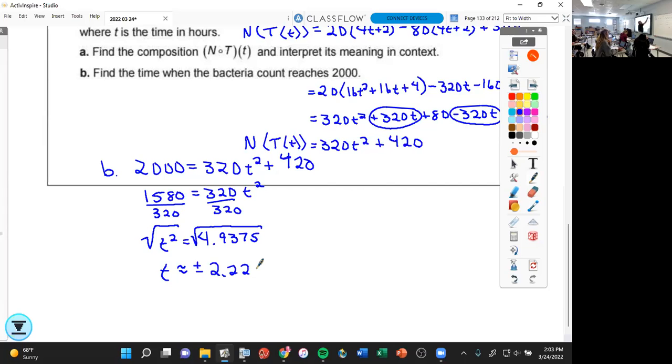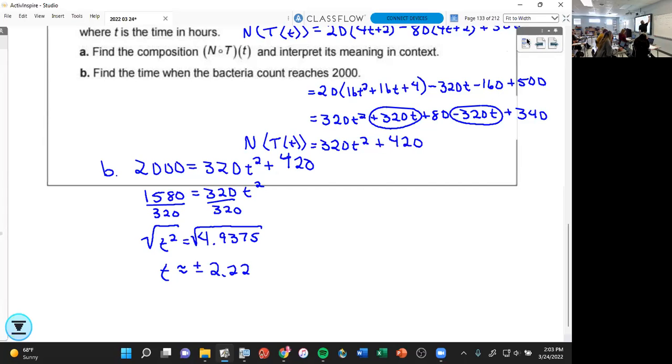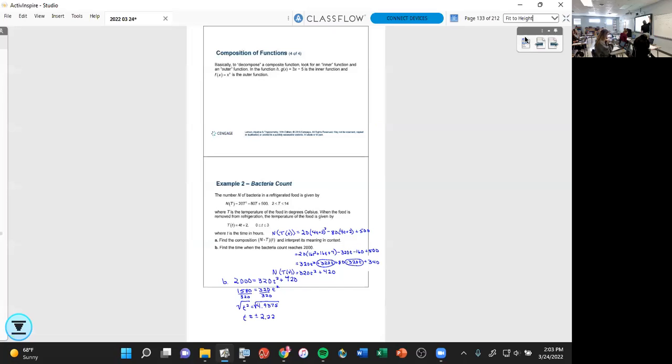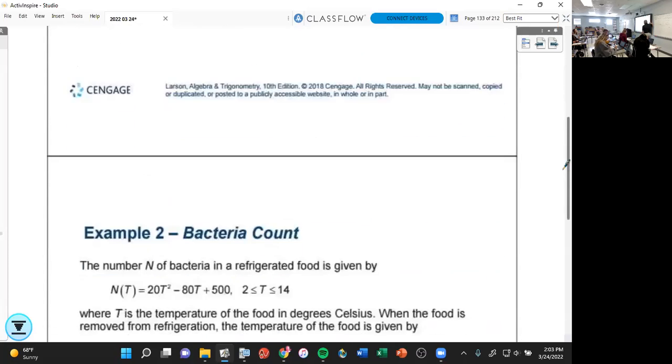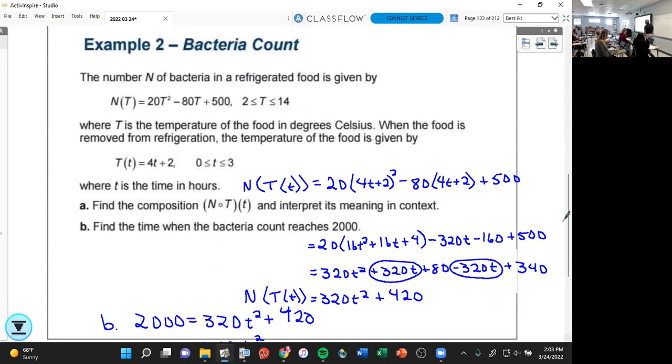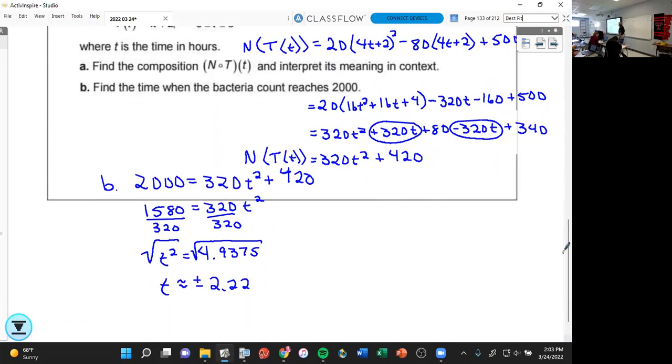Okay. Oh, I forgot about that. Okay, yeah, it's going to take about 2.22 hours, or about 2 hours and, I don't know, 9 minutes? I don't know how many minutes that is. Well, I divided it and it's 11 out of 50, the 0.22. Okay.